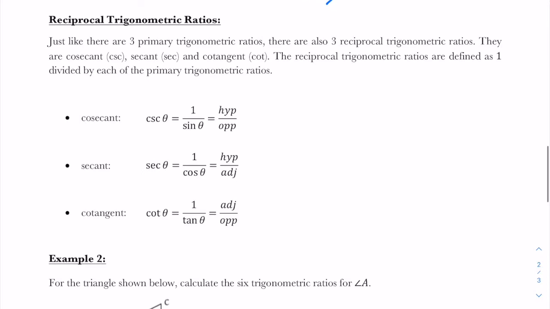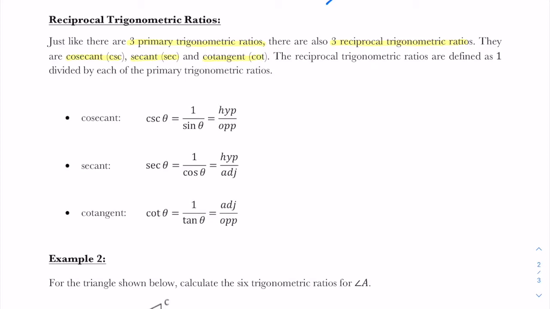And this is what are called the reciprocal trigonometric ratios. So in grade 10 and just now, you've learned about the 3 primary trigonometric ratios. That's sine, cos, and tan, which is where SOHCAHTOA comes from. But there are also 3 reciprocal trigonometric ratios. And these are defined as follows. They are called cosecant, designated by CSC, secant, designated by SEC, and lastly, cotangent, designated by COT.